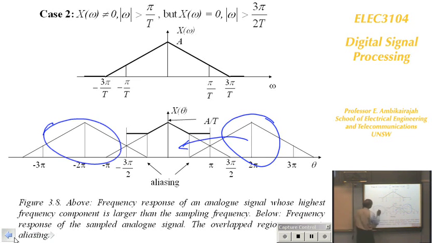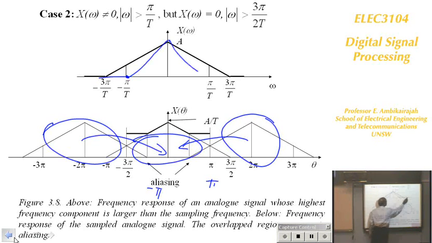And this one folds over here, because this is our fundamental region, minus pi to plus pi. As soon as this falls over, it will interact here and cause distortion. So if you want to avoid that, you want to make sure the spectrum stops at pi over T. It must stop here, so you must have a filter filtering out like that.